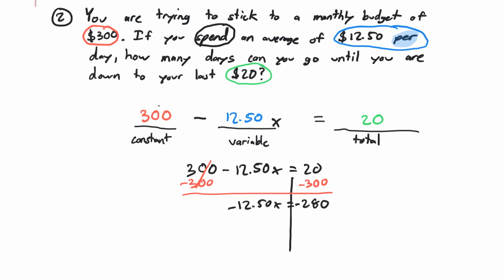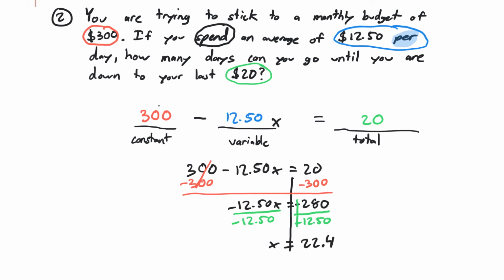Okay, and then we want to get rid of that negative 12.50, so we can do that by dividing. We want to get rid of that negative as well, so let's divide by negative 12.50. Whatever you do to one side, do to both. Negatives cancel. Use a calculator, especially because there's decimals involved. 280 divided by 12.50. And if you do it correctly, you should get 22.4.